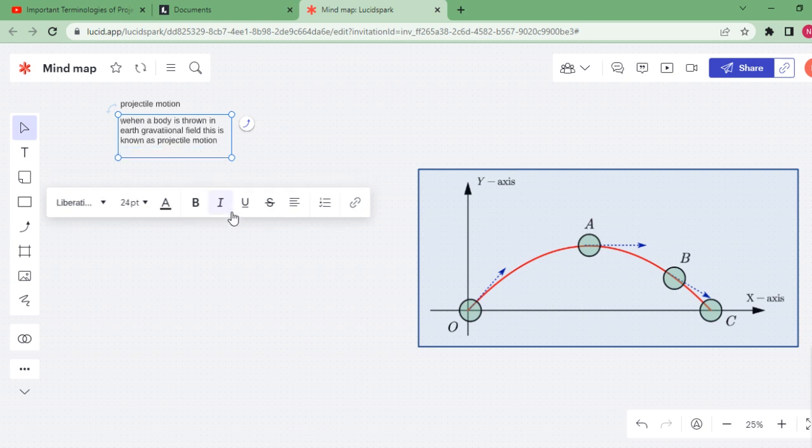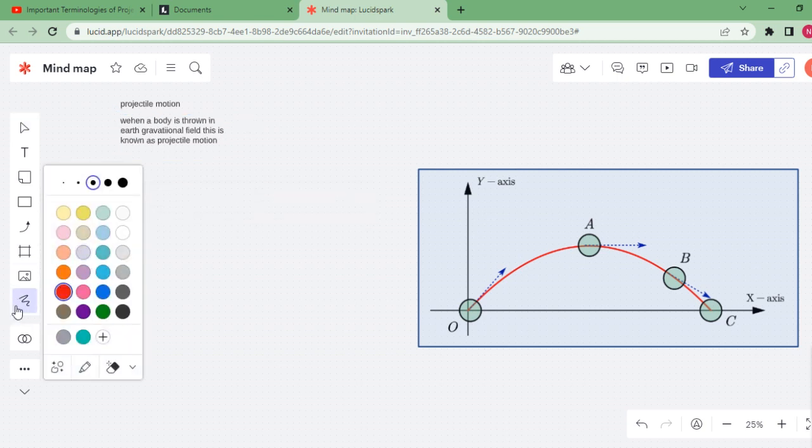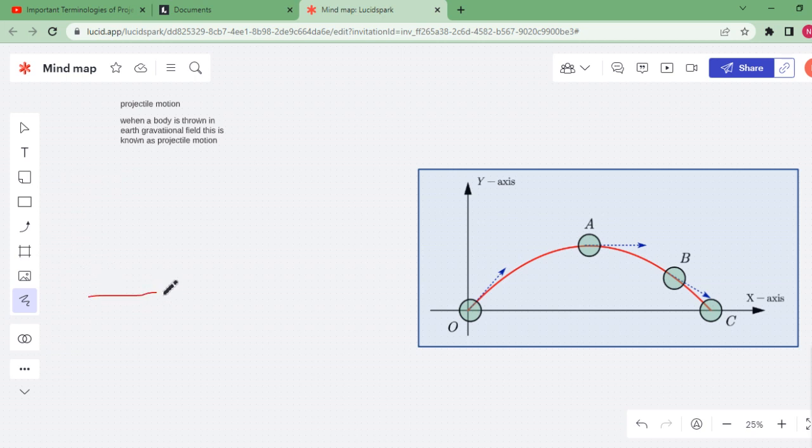Let me discuss it. This is the x-axis. For example, this is a ball placed here, and another ball is placed here. When the ball is projected, it goes something like this. This is an initial velocity, ux, acting in the horizontal direction. This is uy, acting vertically, and u is the initial velocity.